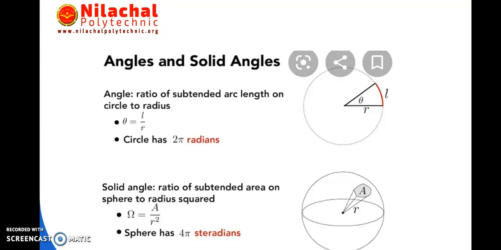That is the difference between angle and solid angle. That is clear. So if anybody asks you what the difference is between angle and solid angle, you can explain it this way. Here a cone shape is there, and the ratio of subtended area on the sphere to the radius square, that is A by R square. And a sphere has 4 pi steradians. Clear?